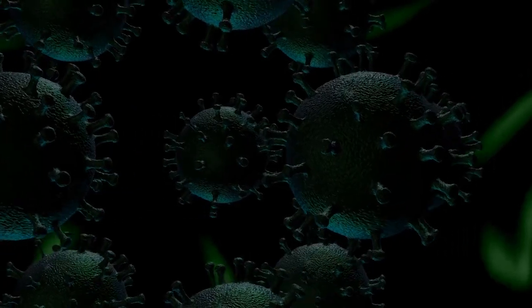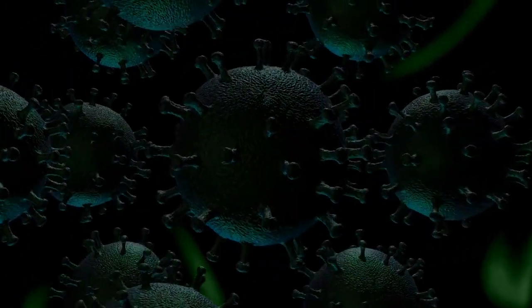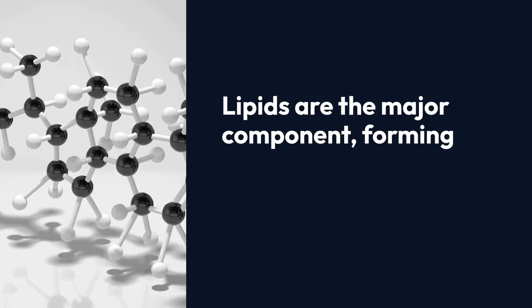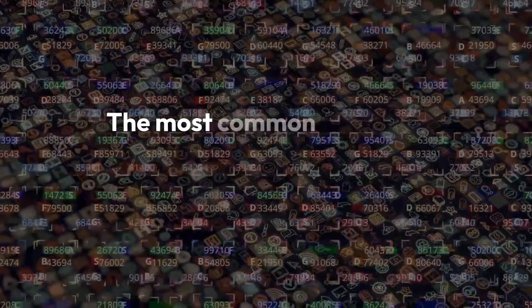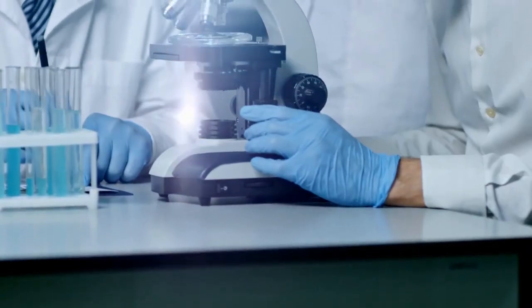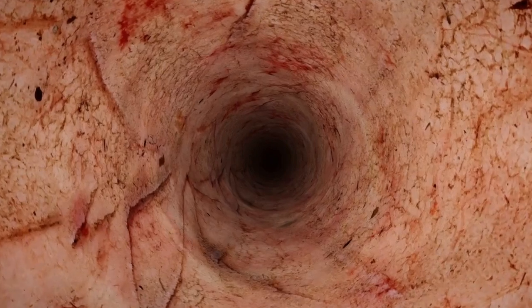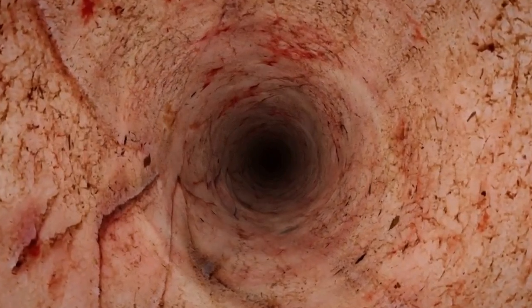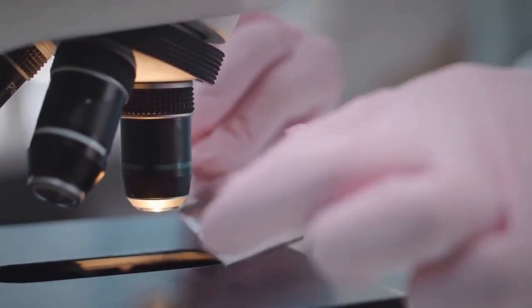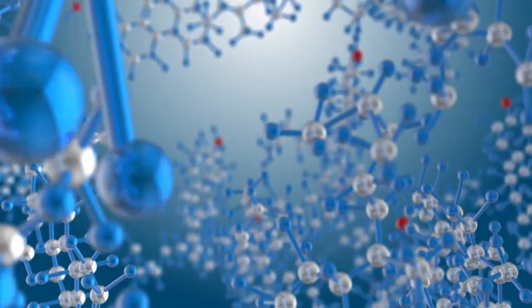The composition of biological membranes includes lipids, proteins, and carbohydrates. Lipids are the major component, forming a bilayer. The most common lipids are phospholipids, cholesterol, and glycolipids. Phospholipids have a hydrophilic head and two hydrophobic tails, forming a bilayer with tails inward. Cholesterol modulates membrane fluidity and stability. Glycolipids, which are lipids with carbohydrate chains, are involved in cell recognition.